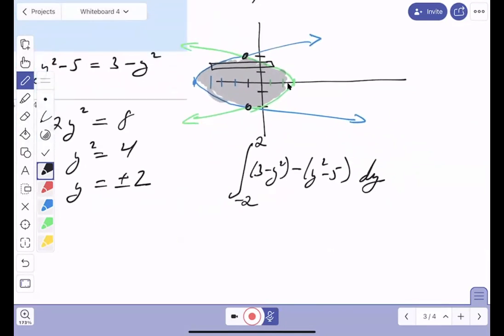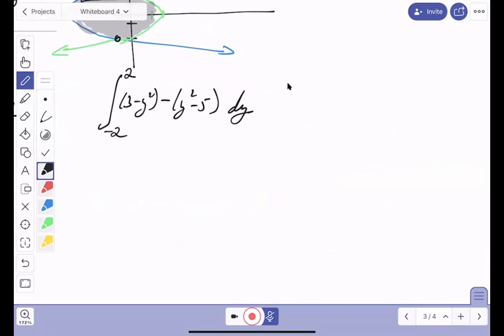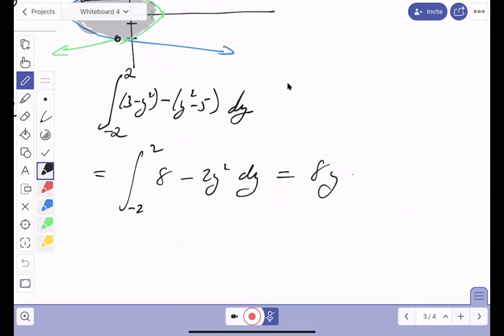All right. What's the worst problem about these problems for most students? Just setting them up. Let's keep going. Minus 2 to 2. And what do you have there? 3 minus 5 is 8. Minus 2y squared. Antiderivative, excuse me, 8y minus 2y cubed over 3. Limits of integration minus 2 to 2. What do you get there?